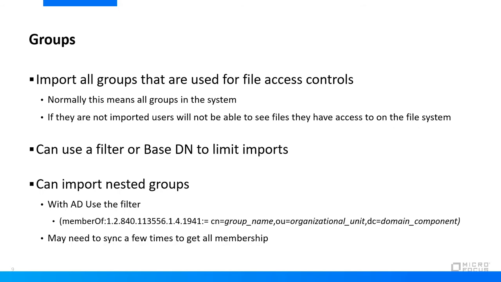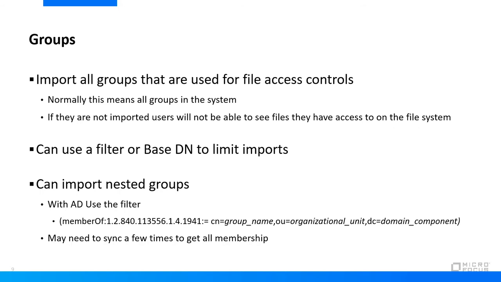With eDirectory that's done automatically, but with Active Directory you need to use this somewhat odd filter with this unique number in, which means something to the LDAP server to bring in the subgroups there. Something to bear in mind is that if you have got subgroups, you may need to sync a few times to get all the membership across and into the system. So when you get round to doing the sync, just keep doing a sync until there are no further changes that are happening on the import.